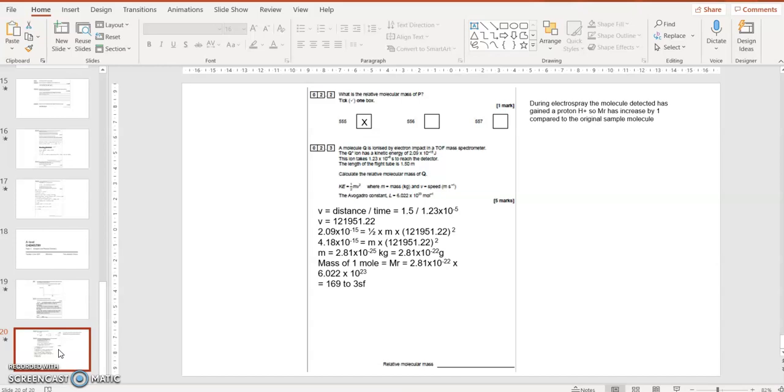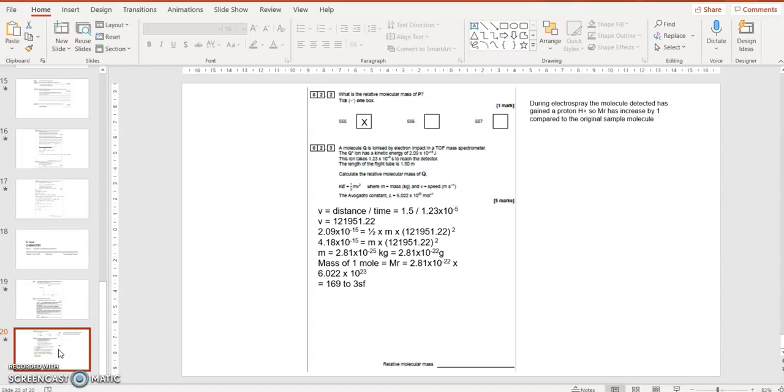Then you plug it into kinetic energy. You've been given kinetic energy equals half mv squared, so let's use it. You've been given the kinetic energy, you've got v, so you can work out v squared, and therefore you can work out what m is. Now m is the mass of one particle in kilograms. So it's 2.81 times 10 to the power of minus 25 kilograms.